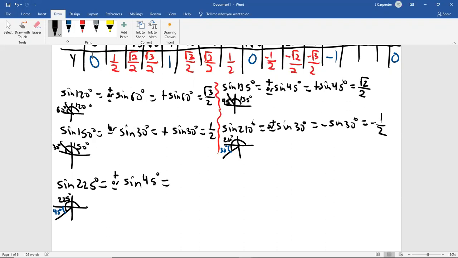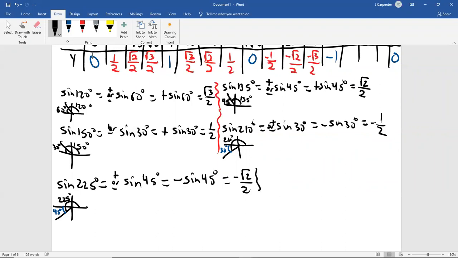We just said that sine is negative in quadrant 3, so pick the negative. You could have saved yourself a step of writing if you remembered that. I'm being meticulous. The sine of 45 degrees was the square root of 2 over 2. So this is negative square root of 2 over 2, as predicted.